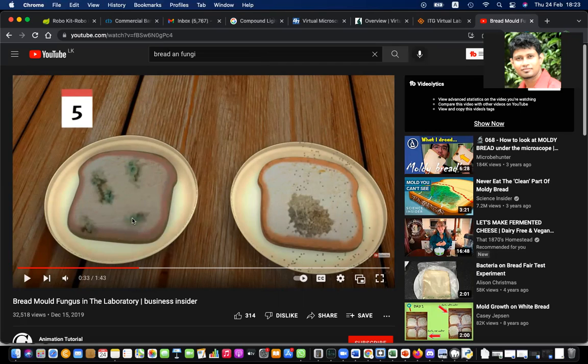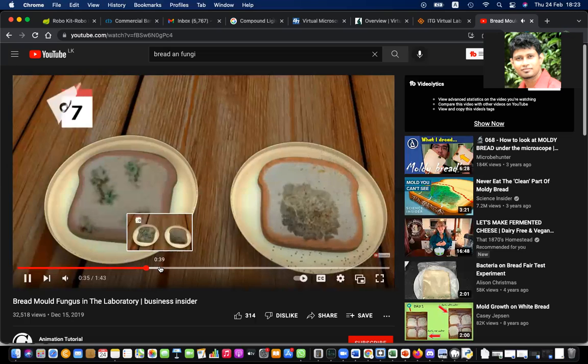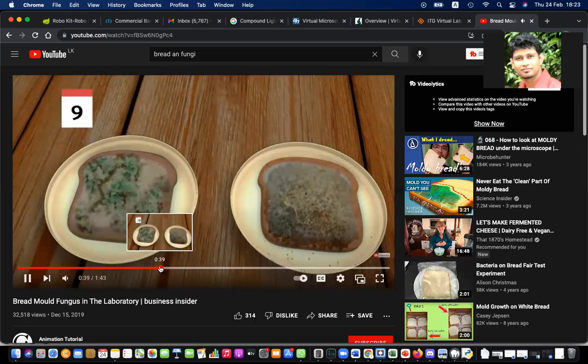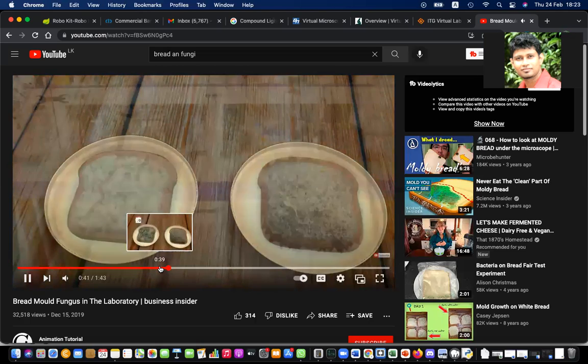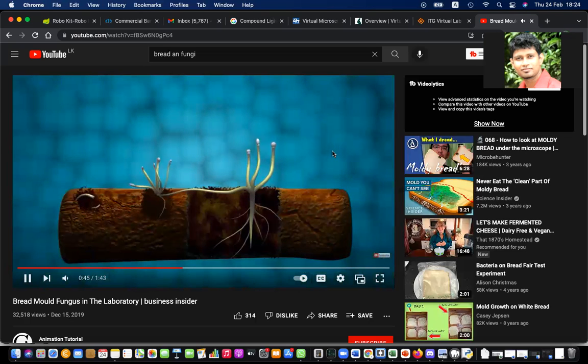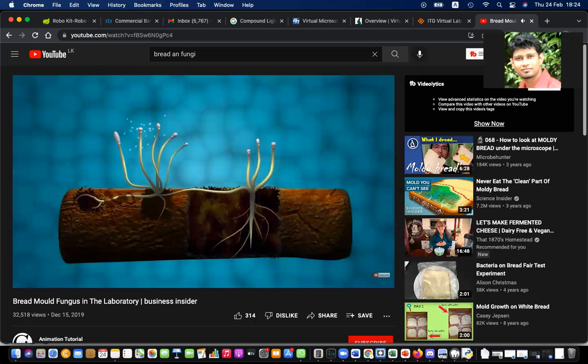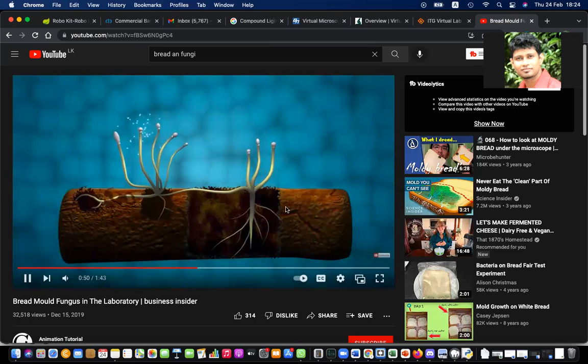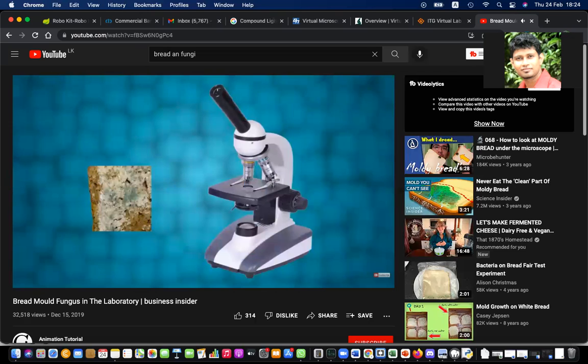But as individuals, you cannot see that. Leaving the bread exposed to the atmosphere increases the likelihood of fungal spores from the air settling on the bread and growing on it. Let's have a closer look at this fungus. Transfer a small bit of the growth onto a microscope slide and observe.